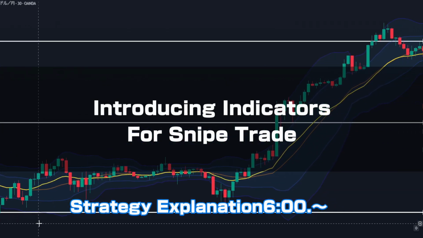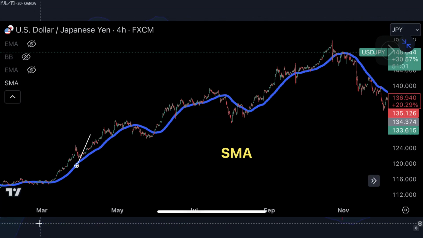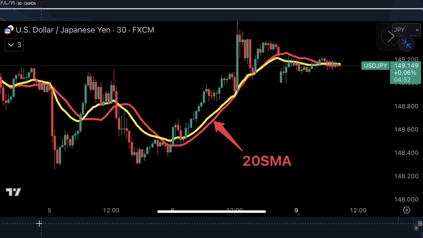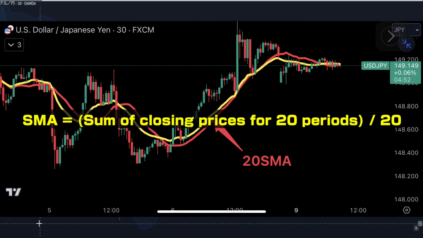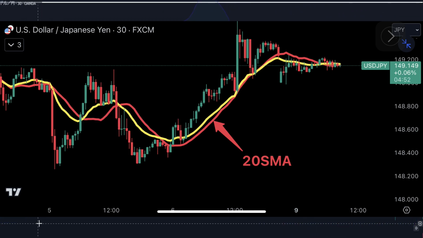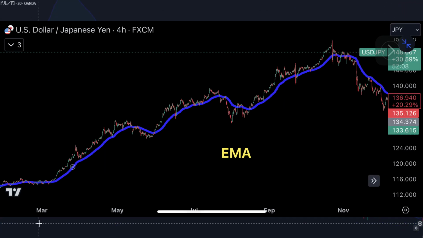Introducing the indicators for Snipe trade. Simple moving average, SMA. The SMA calculates a simple average of prices over a specified period. For instance, a 20-day SMA is computed by dividing the total of the last 20 closing prices by 20. It smoothens price fluctuations and aids in identifying trends, making it suitable for capturing long-term tendencies. Since the SMA gives equal weight to past prices, it might not fully adapt to the latest data.